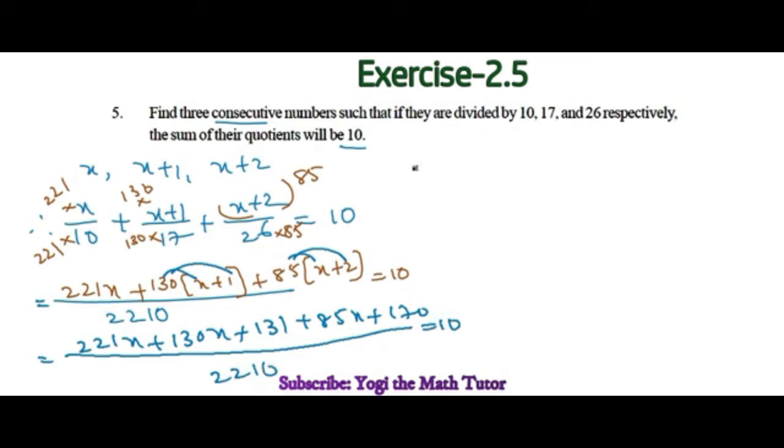Next you can add all the x terms. This is 221, 130, then 85. In total you will get 436 of x. Plus the number terms: you can add 130 and 170.